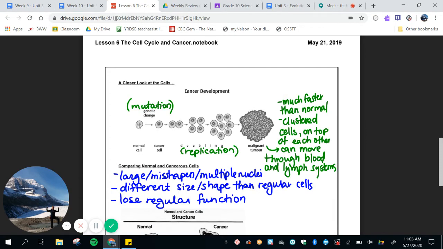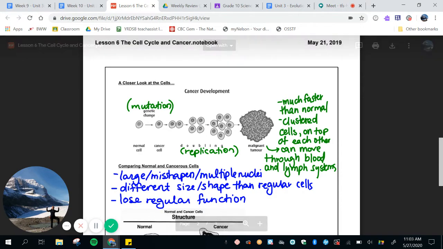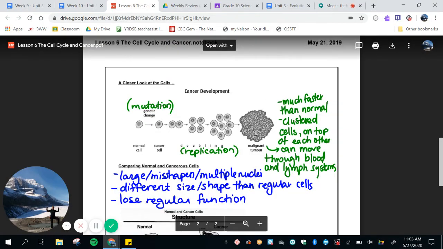They follow sort of this checklist of steps. They're very controlled. They do not just replicate constantly. They spend about 90% of their time not replicating. So we talked about that a bit in lesson 4 and 5. But a cancer cell, unfortunately, replicates very, very quickly. And so we see the development of these tumors, these big groups of cells.